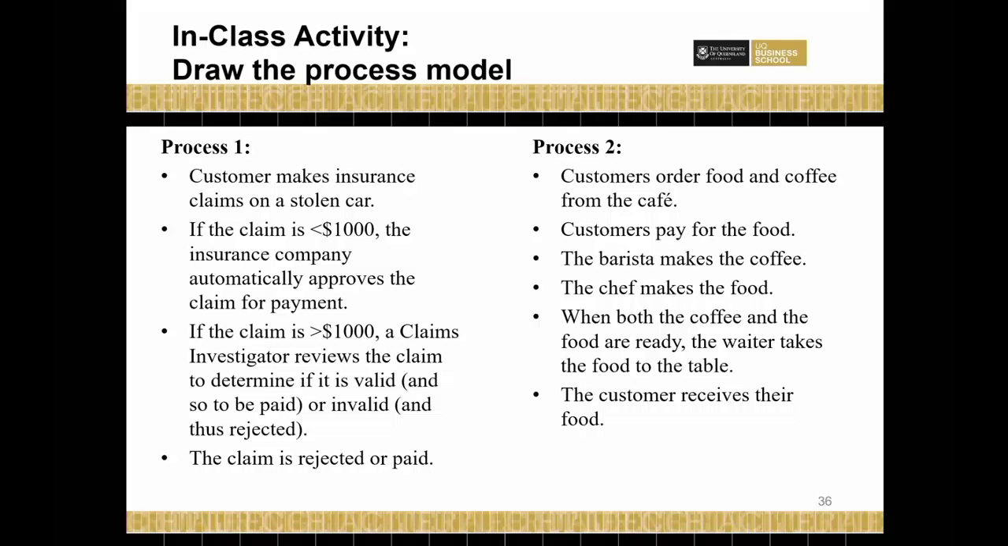Event car stolen, might think again, because when does the business process of insurance claim get triggered? When the claim is received. Claim received might be a better example, not when the car is stolen.